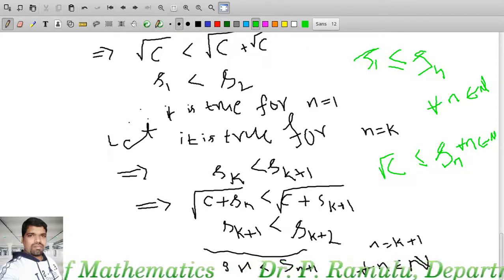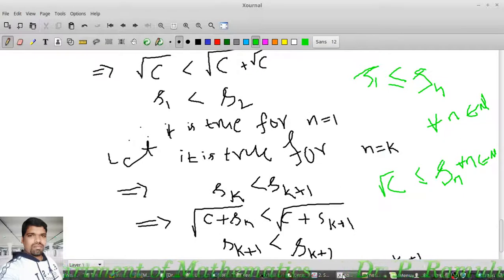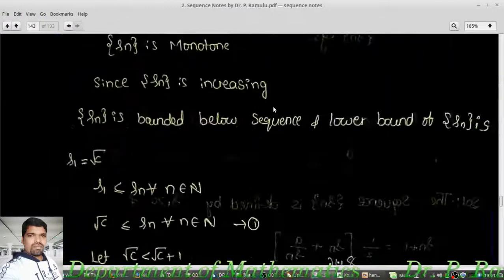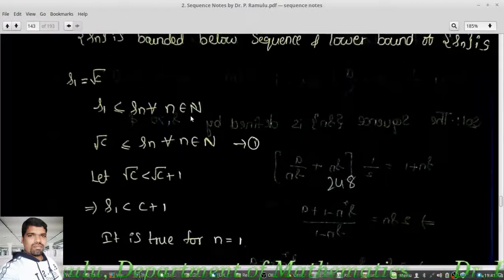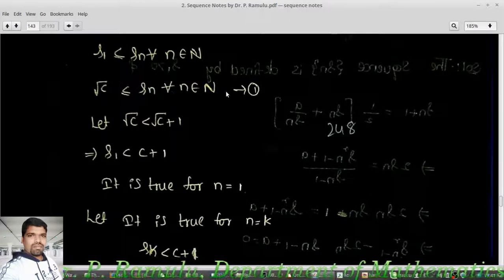So we showed that it is increasing and has a lower bound. Now we are finding an upper bound of the sequence, right? The lower bound is S1 equal to root C. I am assuming root C is less than or equal to Sn for all n belonging to N, which implies root C is less than root C plus 1. I am adding 1 to both sides, so S1 is less than C plus 1. Root C plus 1 is less than C plus 1 also.